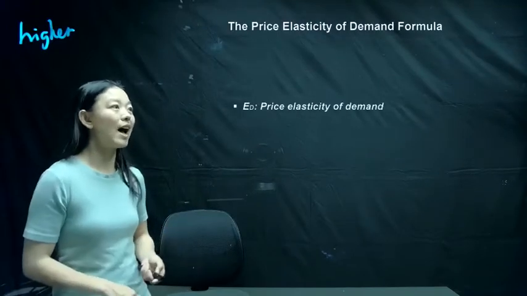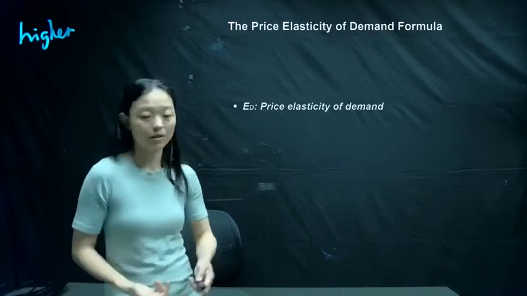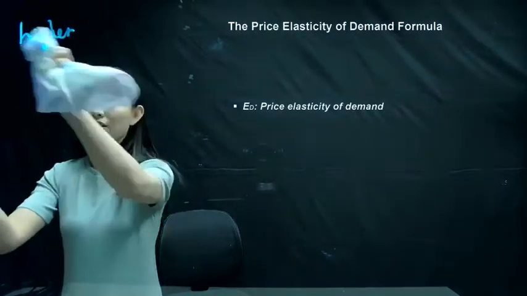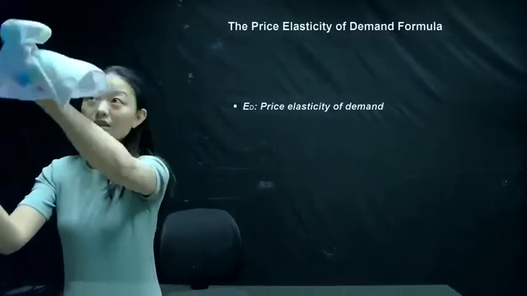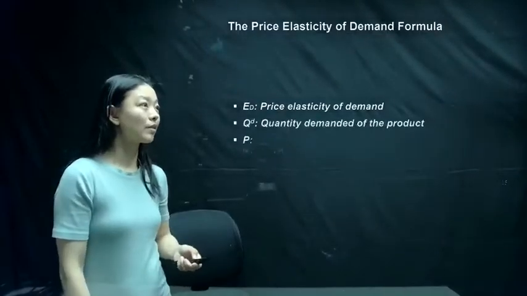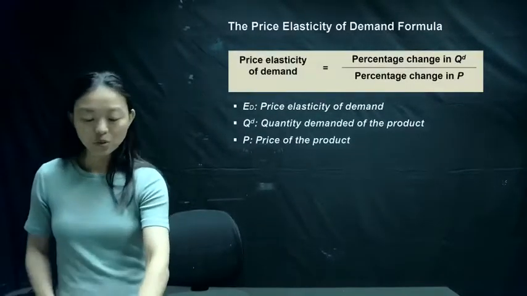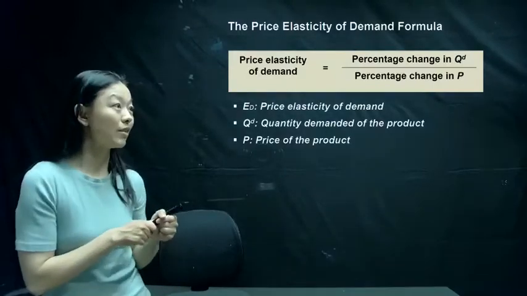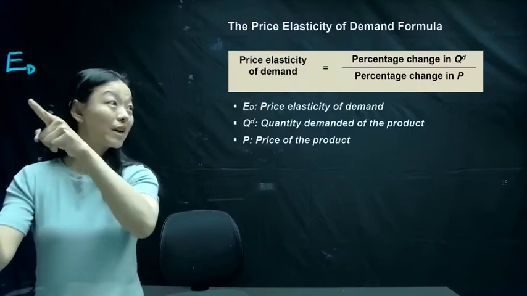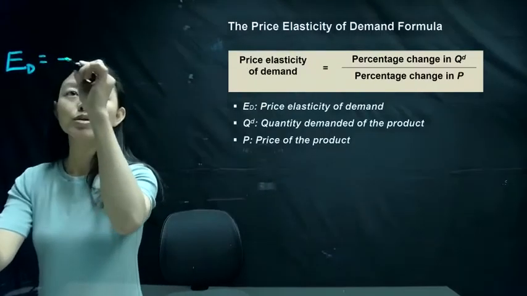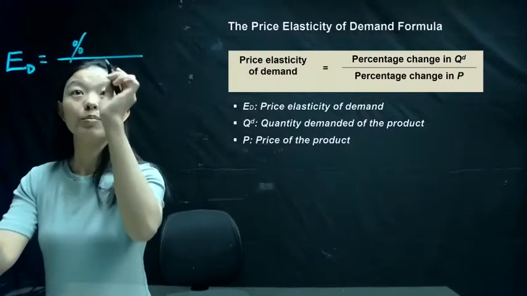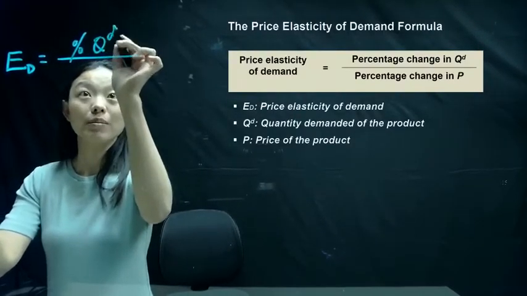Now, let's look at how to compute the price elasticity of demand. We talked about how elasticity is a numerical measurement, right? Then how can we compute it? So here I would like to show you the formula. This is the one that we use to compute the price elasticity of demand. We always use ED here to represent the price elasticity of demand. It will equal the percentage change in quantity demanded.